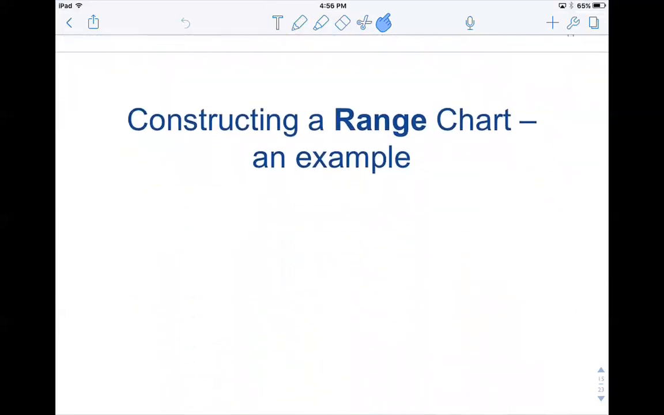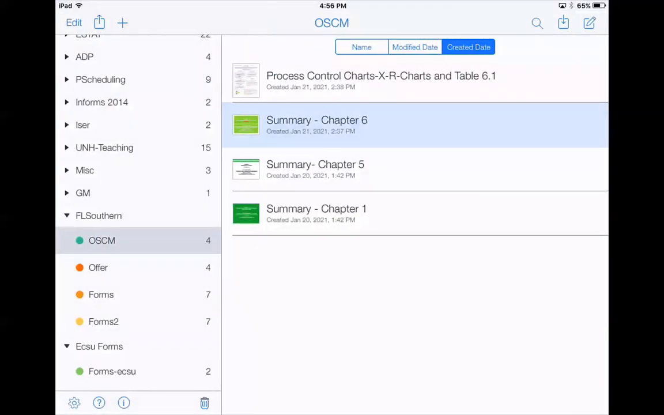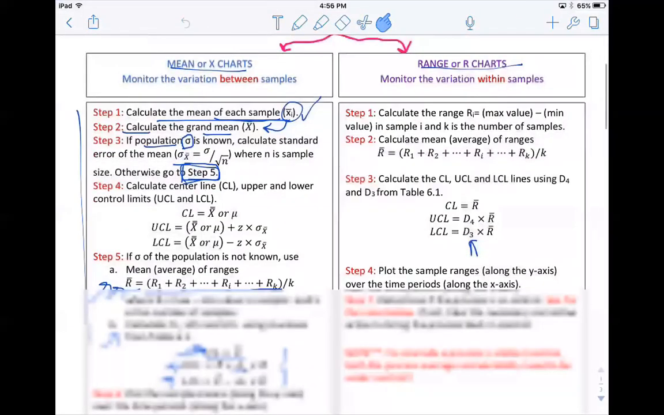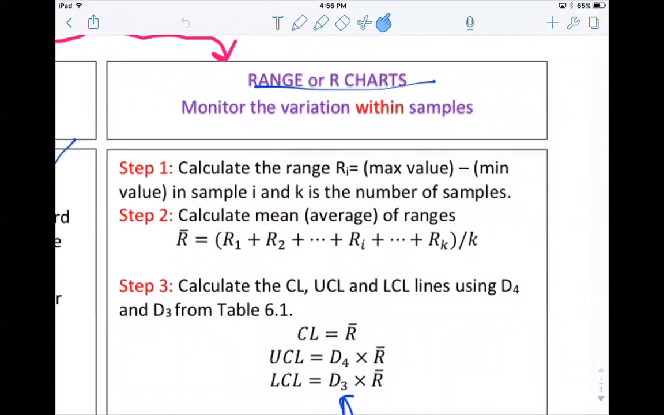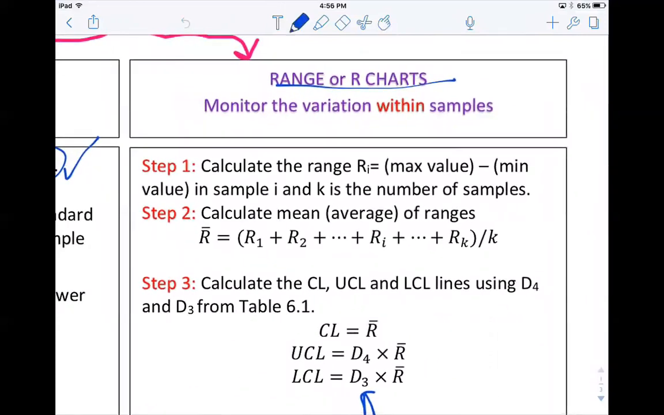Okay, so let's go back to our summary sheet to see what the steps are for our chart. All right, so let me zoom in. In step one, it's asking us to calculate the sample ranges, Ri, which is going to be the max value in the sample minus the mean value in the sample. We already calculated that, right? We already have those points. That's nice. Let's take a look at step two.